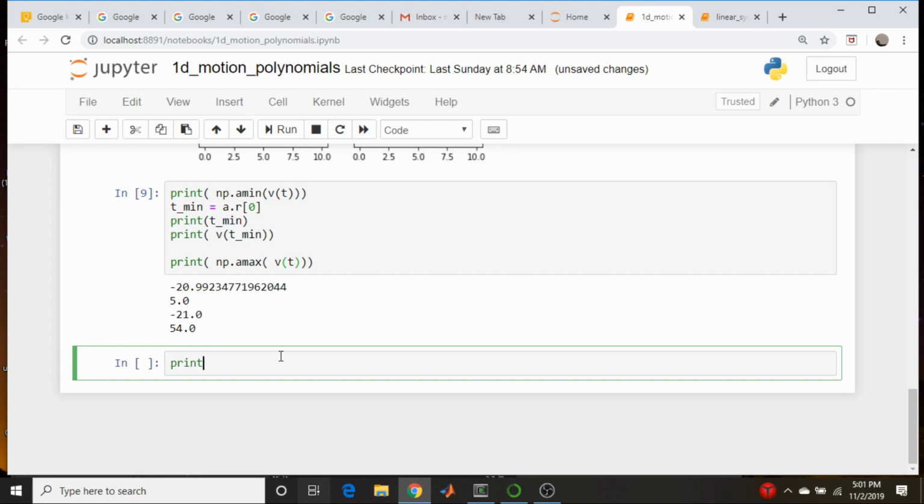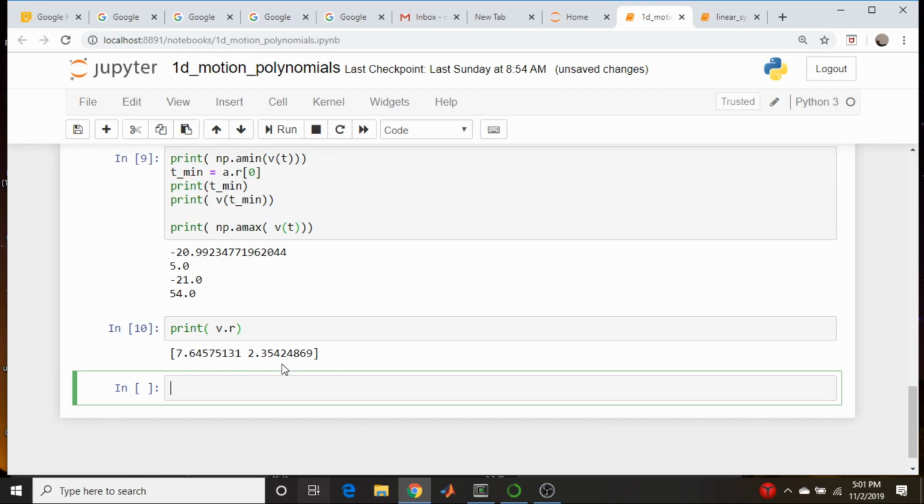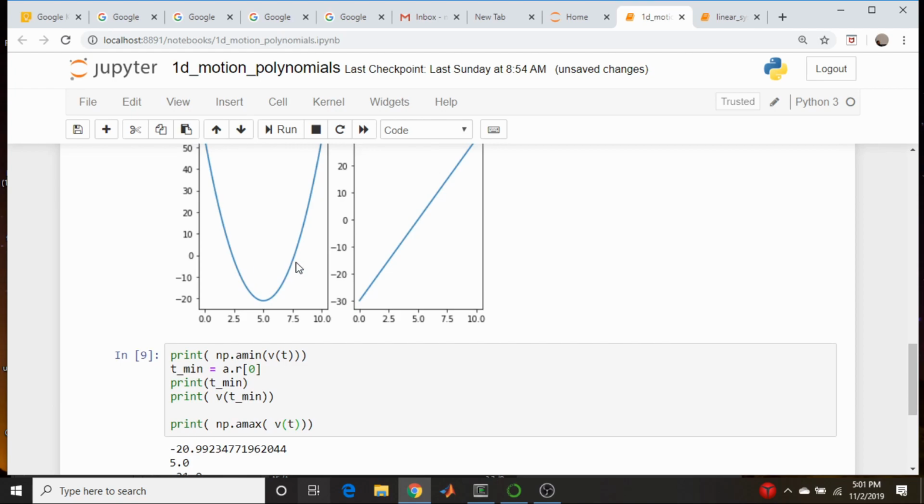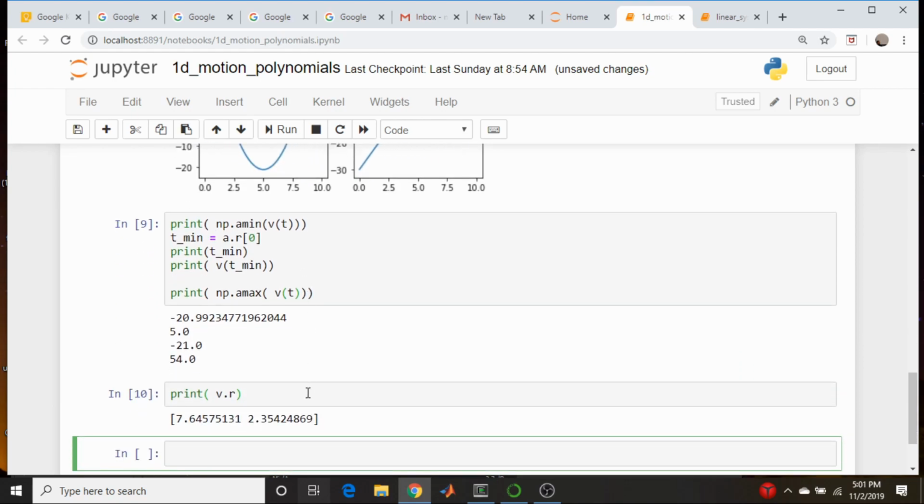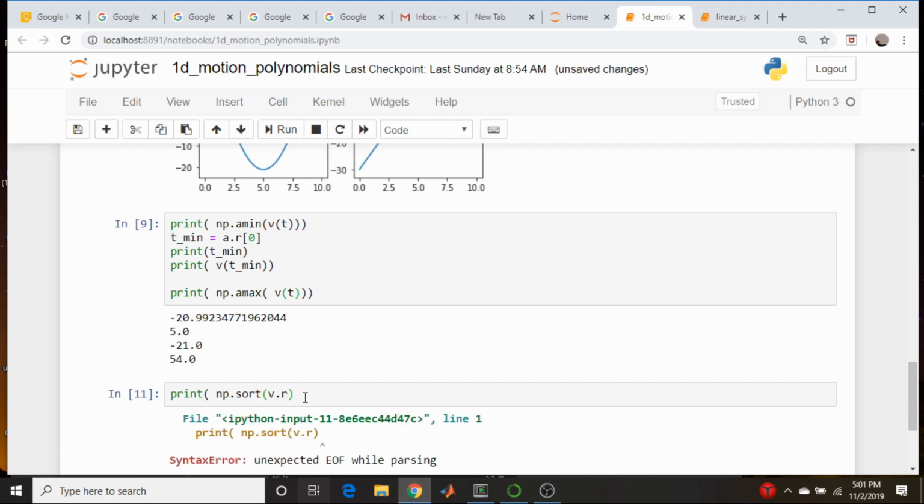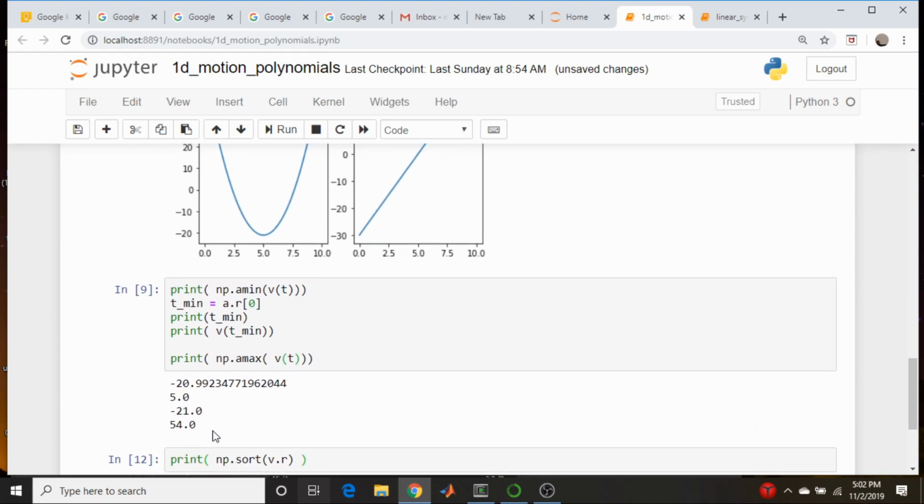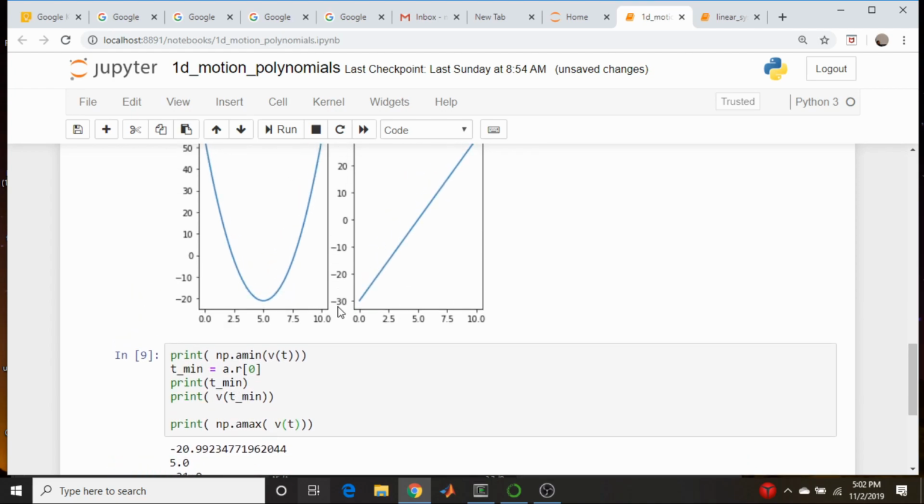So we can print v.r. So 7 something and 2 something seconds. So about 2 seconds, that looks about right. 7 seconds, that looks about right. And let's just actually sort this. So let's go np.sort. What happened? Am I missing a parenthesis? I'm missing a parenthesis. So there we go. Now it's in the right order, just to be clear, right? It goes 2 seconds first and then 7 seconds.